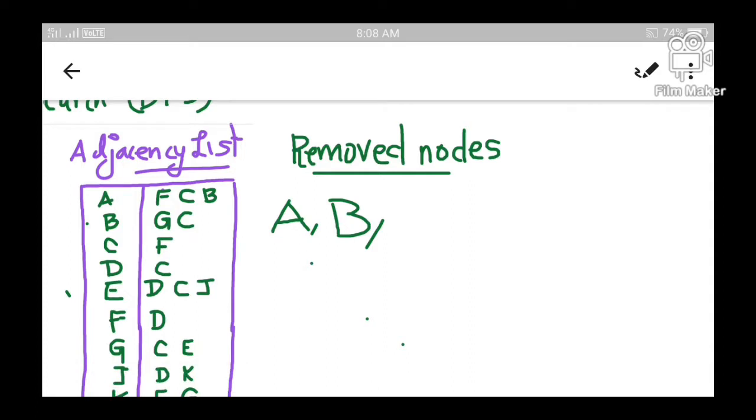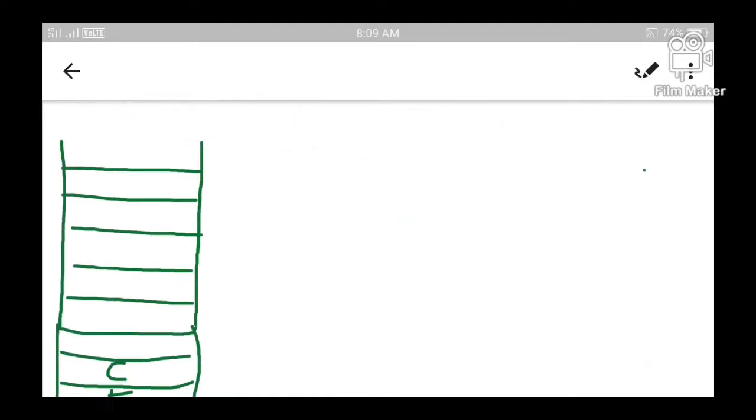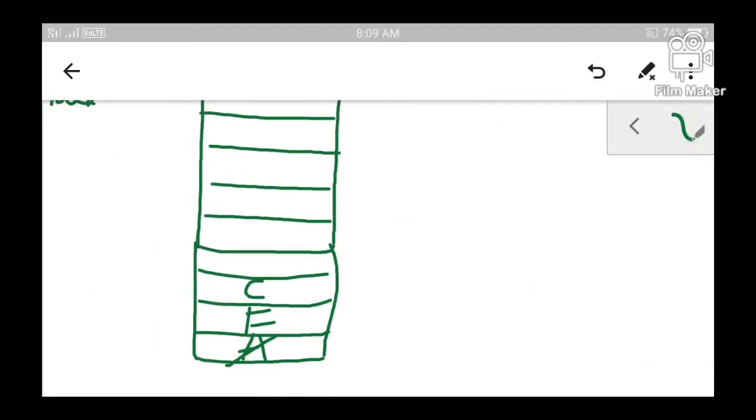Since C was already selected and pushed onto the stack, at present you have to insert only G onto the stack. So let me push G onto the stack. I have pushed G. Now what? Now again I have to remove the topmost element from the stack. This time the topmost element of the stack is G. So I have removed G.